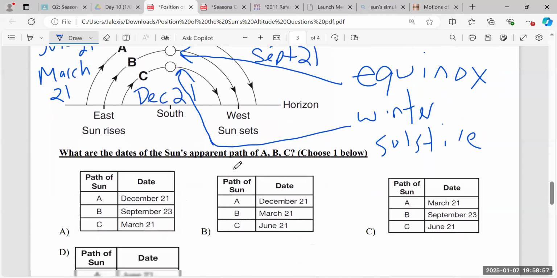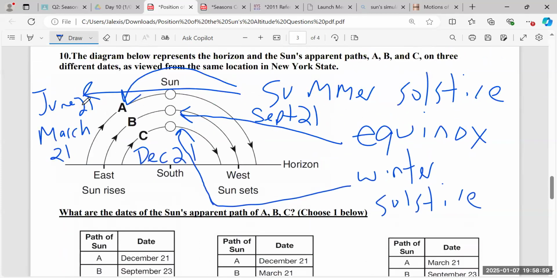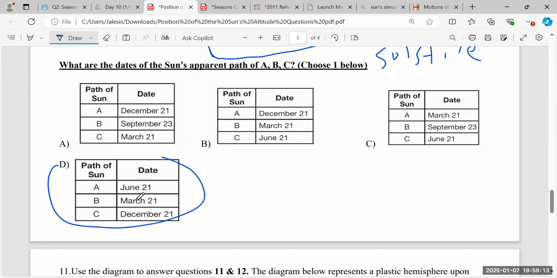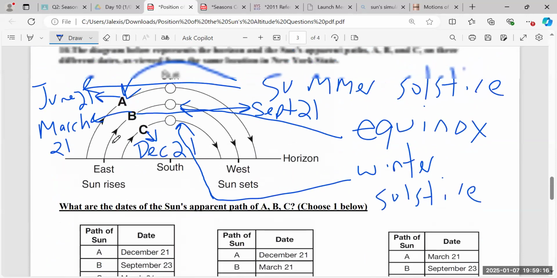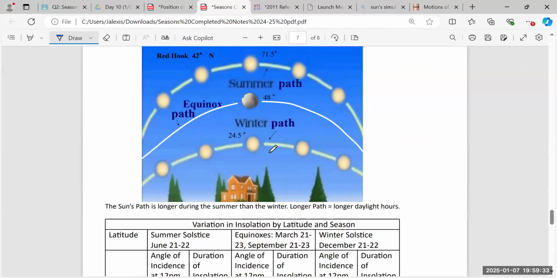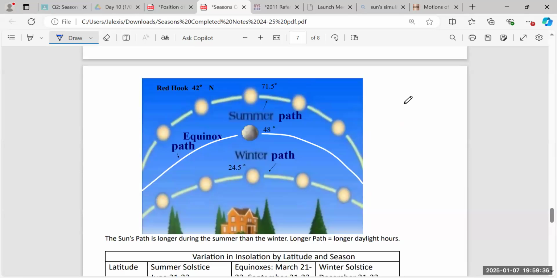And so when we take a look, the choice that matches all these, A with June 21st, B with March 21st or September 21st, and C with December 21st, ends up being choice D. Remember, when the sun travels the highest path, it is the summer solstice. When the sun travels the lowest path, it is the winter solstice. And you can find this information at page 7, right here on our notes.